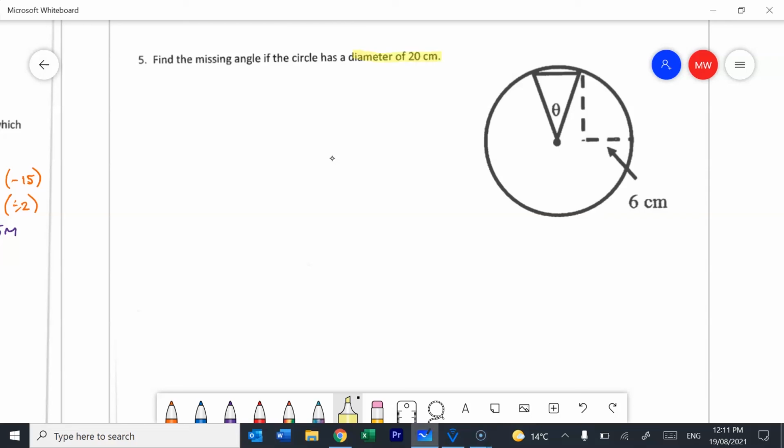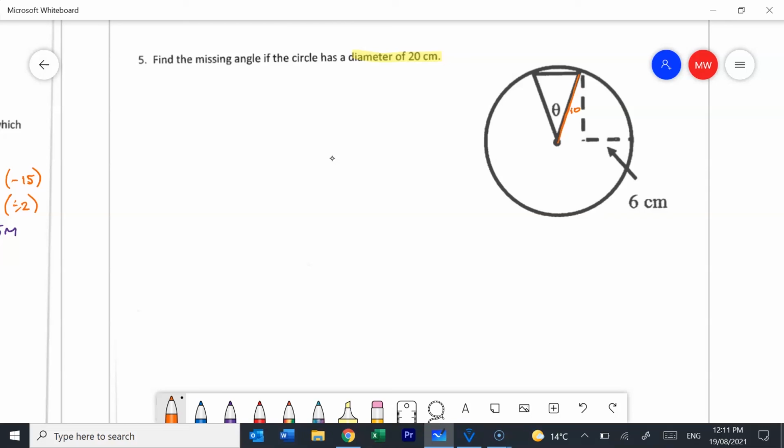And if you get a question like this, you're going to need to start with that, and you're going to need to try and work out what that means, okay? Because this is obviously the key to answering this question. So if it has a diameter, that's the distance right across the circle through the middle, of 20, that means that this line here must be 10.